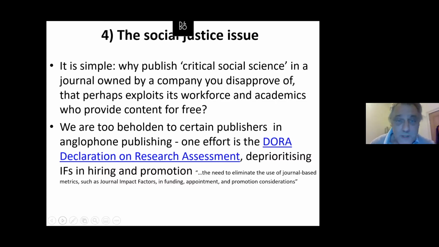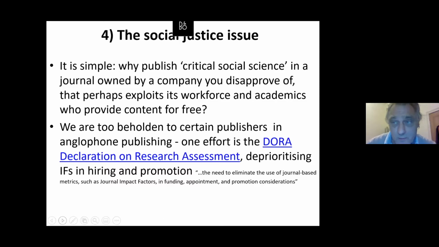The more political side of this is, why would you publish critical social science in a journal owned by a company that you don't actually approve of, that perhaps exploits its workforce, or the academics who we all just provide content for free? Okay, it boosts our careers, but actually there is an ethical consideration there. And in Anglophone publishing, we're very beholden to certain publishers.